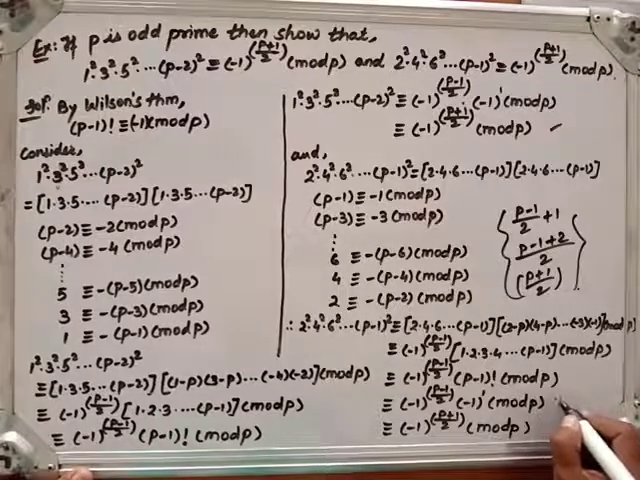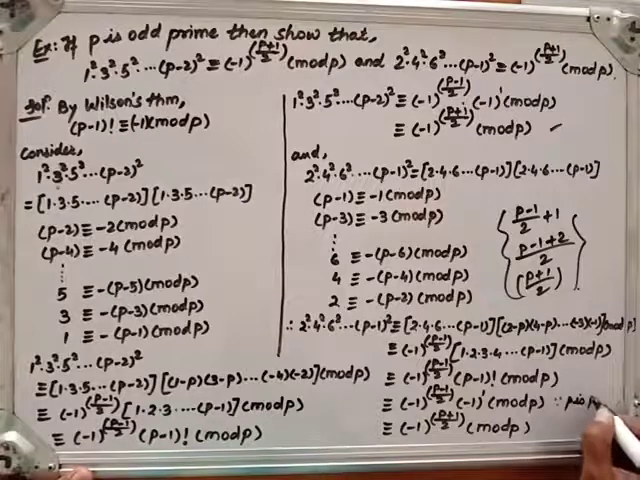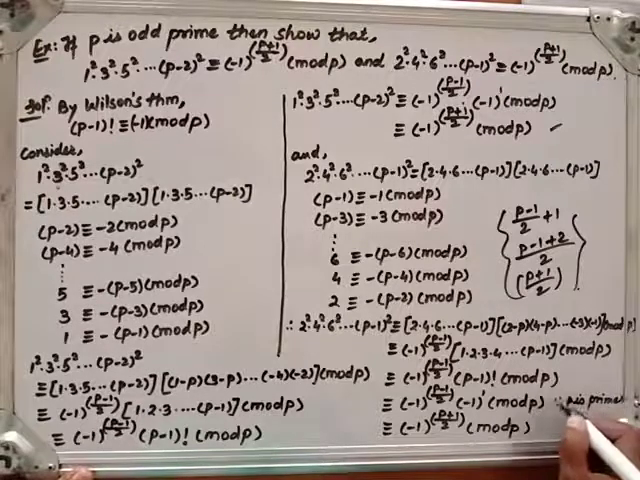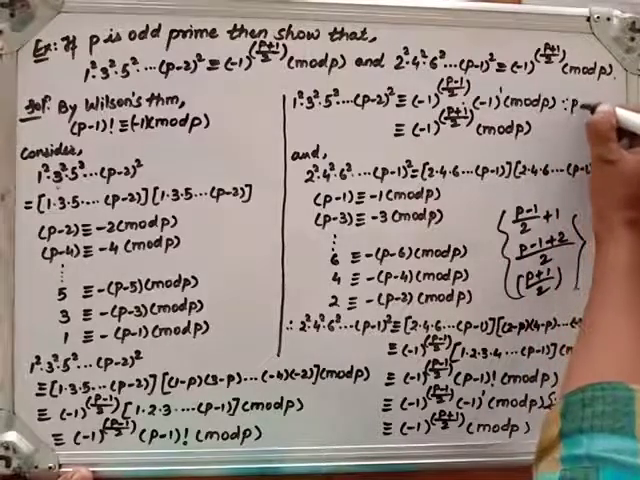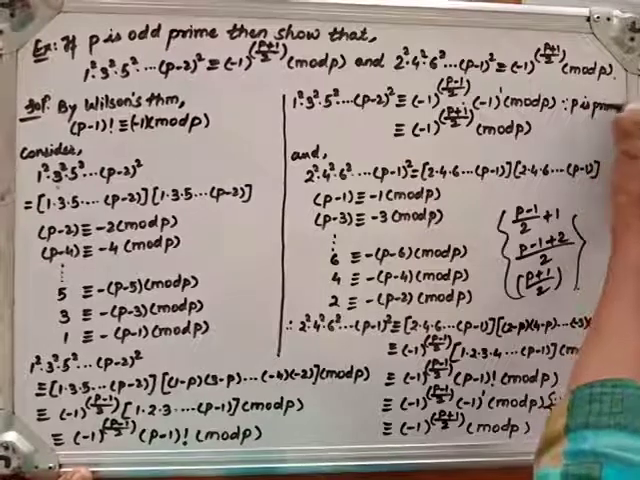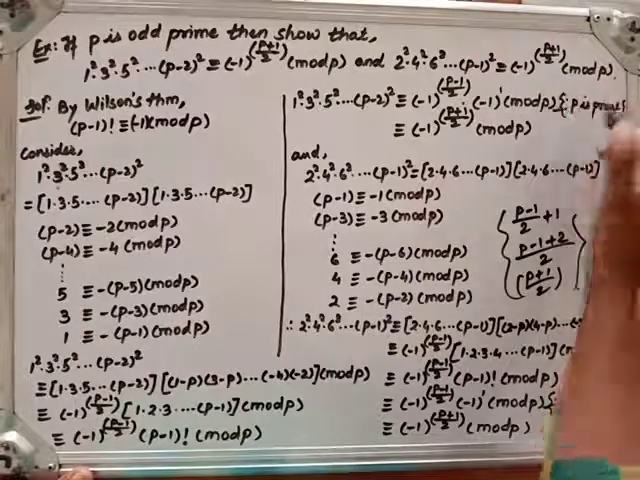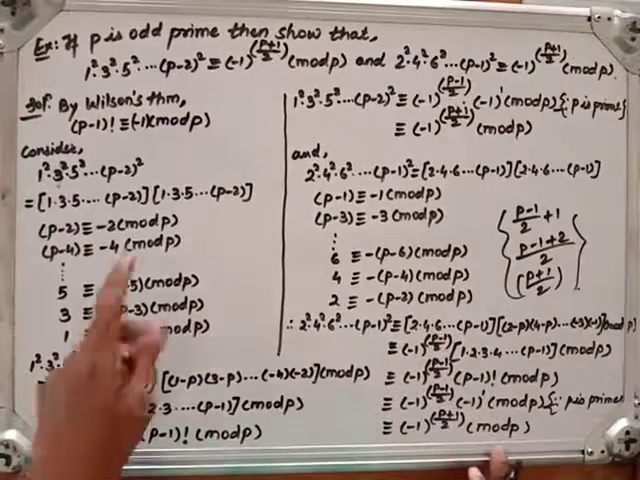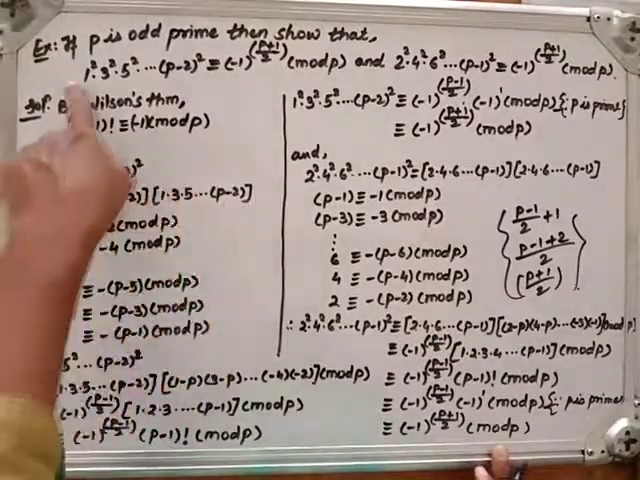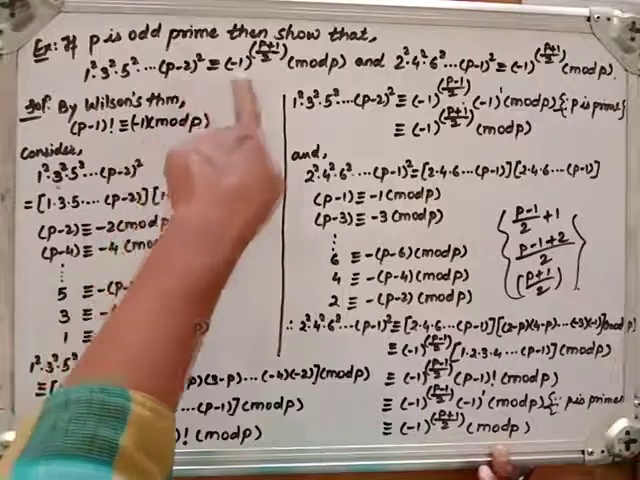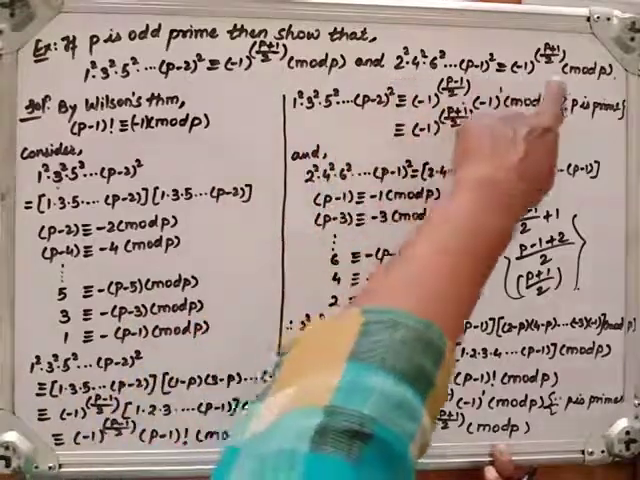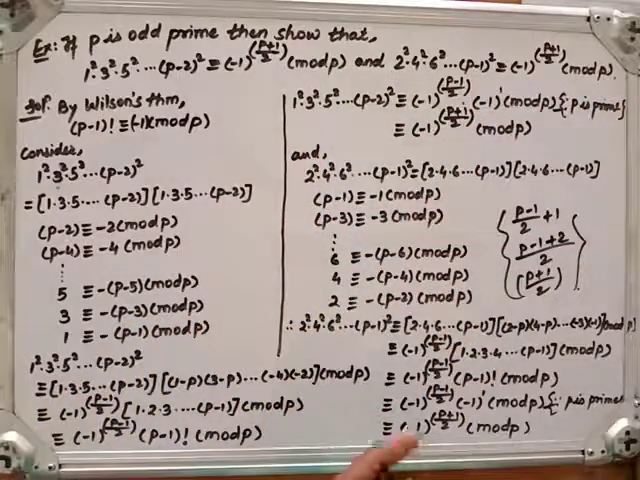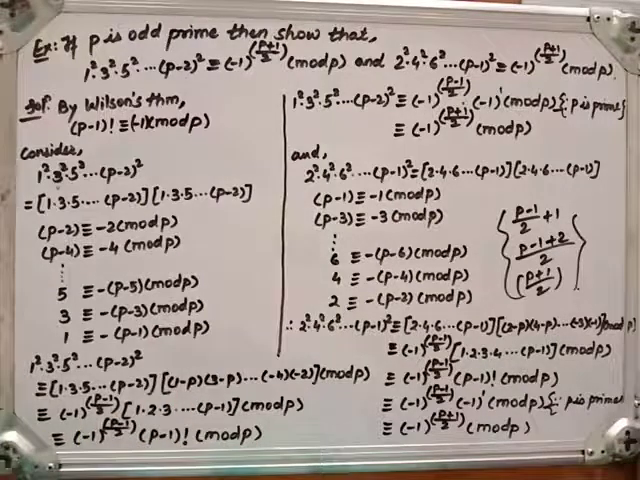Here we can say the reason: since p is prime, that's why we can apply Wilson's theorem here. Since p is a prime, Wilson's theorem is applicable. Fine. This is about the question here. The square of odd numbers is congruent to -1 raised to (p+1)/2 modulo p for any prime, and the square of evens is also congruent to -1 raised to (p+1)/2 modulo p. Fine. Let's go for the next example.